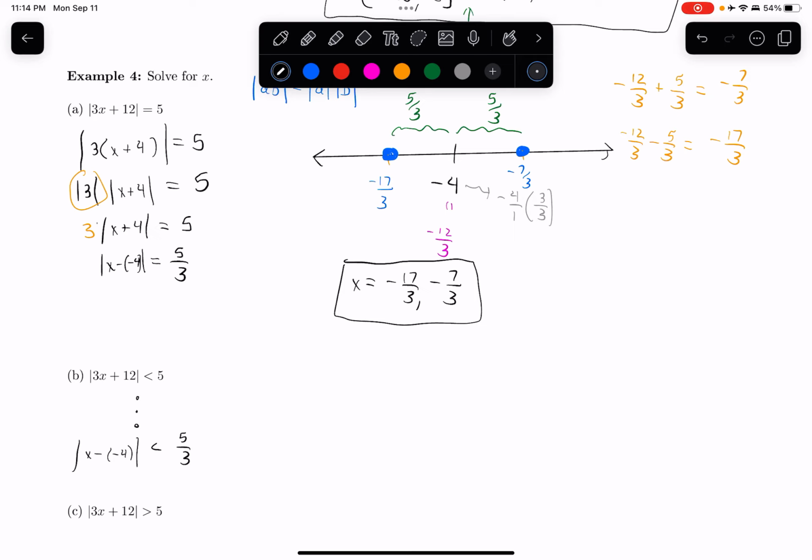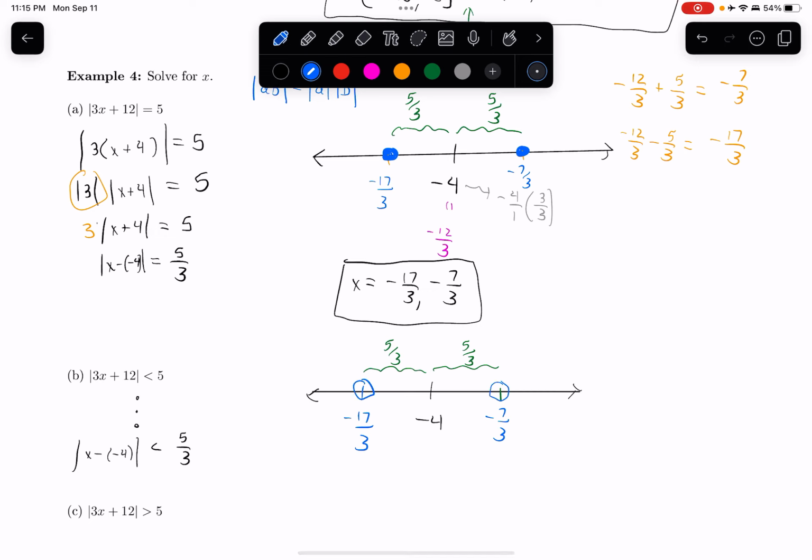So now when I go to my number line, I'll still draw my number line centered at negative 4. When I go 5 over 3 to the right, adding 5 over 3, I get negative 7 over 3. When I go 5 over 3 to the left, subtracting 5 over 3, I still get negative 17 over 3. With the inequality, it's saying that the distance away from negative 4 has to be less than 5 over 3. Because there's no equals, I cannot be at these endpoints. They'll both have open circles.